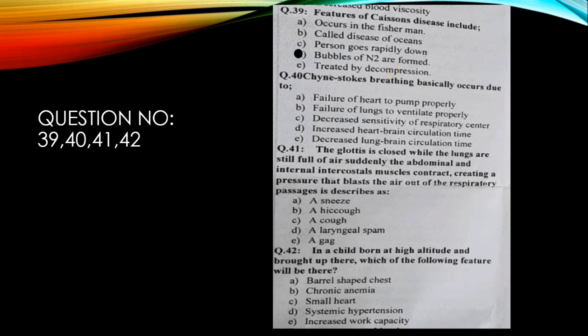Cheyne-Stokes breathing basically occurs due to failure of the heart to pump properly, failure of lungs to ventilate properly, decreased sensitivity of the respiratory center, increased heart-brain circulation time, or decreased lung-brain circulation time. Cheyne-Stokes breathing is basically due to the increase in heart-brain circulation time. It can be caused by heart failure. Heart failure causes less blood to be supplied to the brain.